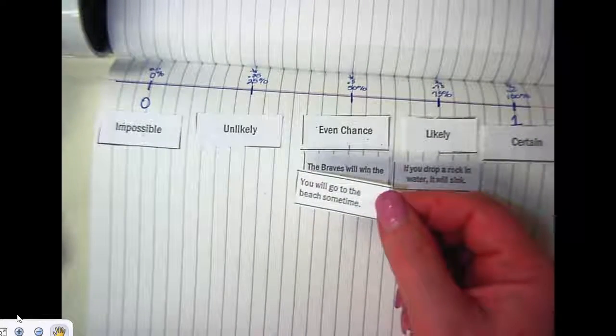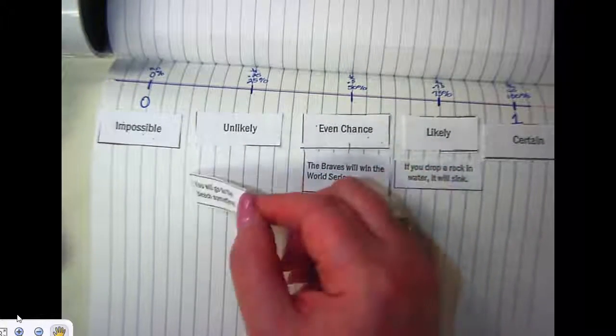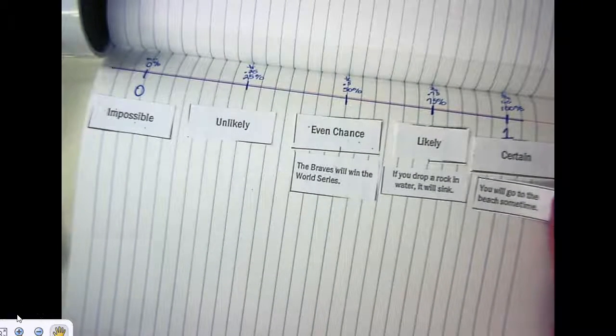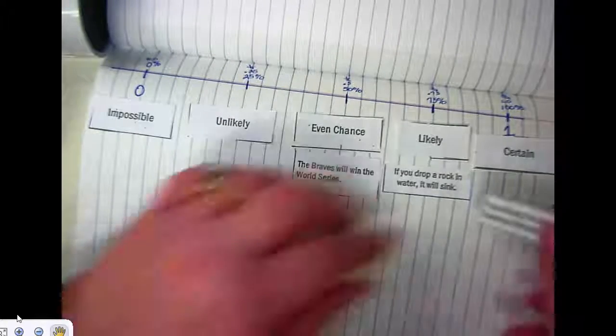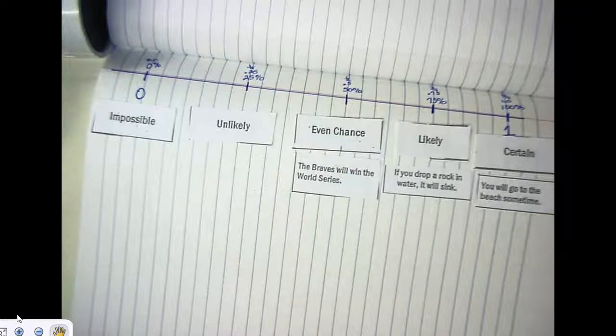You will go to the beach sometime. Now, this one is kind of a personal one. If you've never been to the beach, it might be unlikely. Or if you're a person like me that goes often, it's certain. If Mr. Miller wants me to be happy, it better be certain that at some point I'm going to the beach. Because happy wife, happy life. So I'm going to put mine in certain. You put yours wherever you think it fits for you.